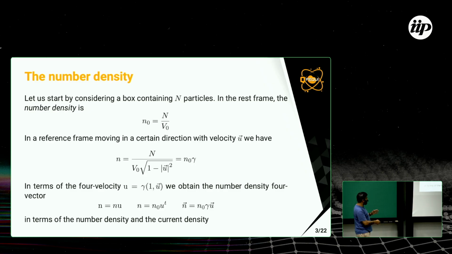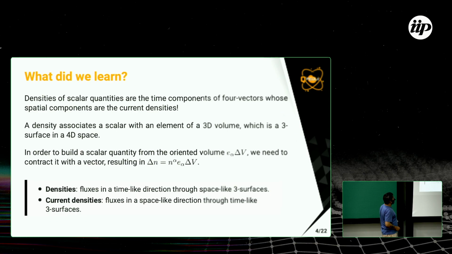Okay, this is usually done in electrodynamics, as a simple example like this. So, summing up all of these things, we need to build a scalar quantity from this volume, because a density associates something with a volume, with a 3-dimensional volume. Okay, that's what we just did.